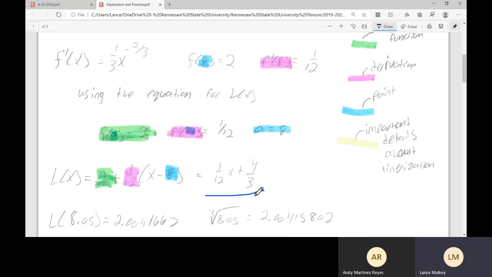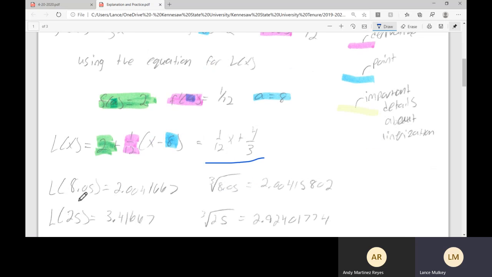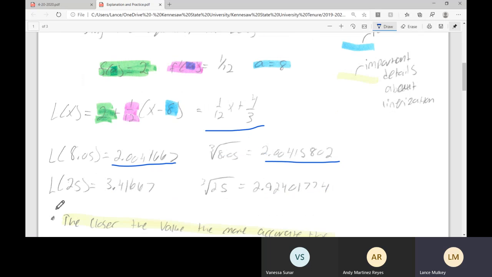You plug everything in, and you get this equation. So when you plug in 8.05, you get this value. And you plug in the cube root of 8.05 on a calculator, you get this value. You see how close they are? Within 100,000th of a decimal? 1, 2, 3, 4, 5 decimal places. Yeah, 100,000th of a decimal. But when you get further away at 25, it's not accurate at all.